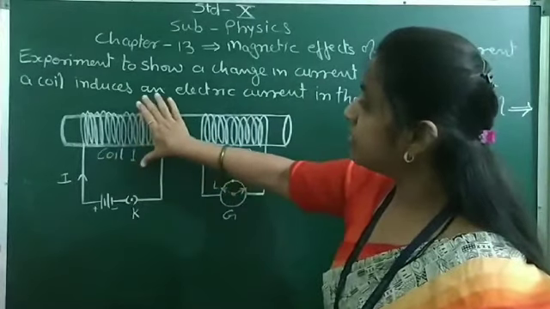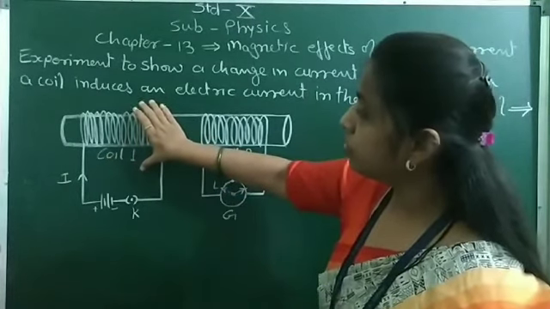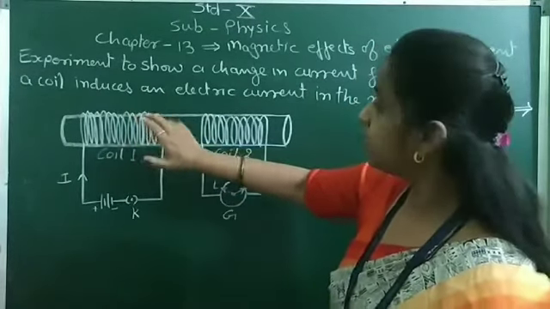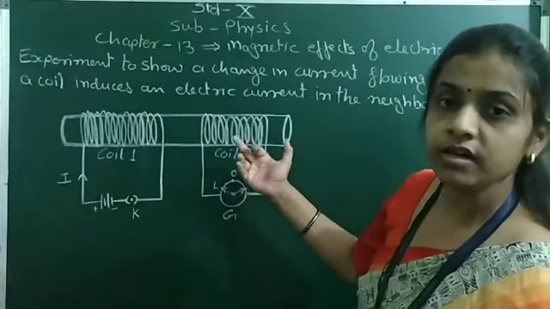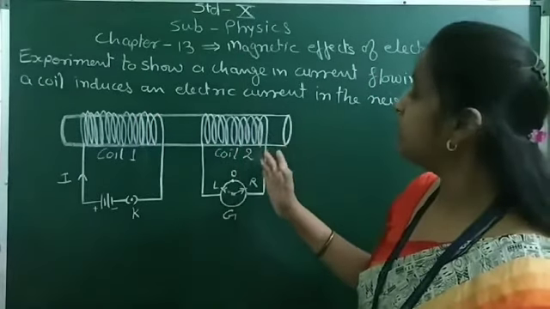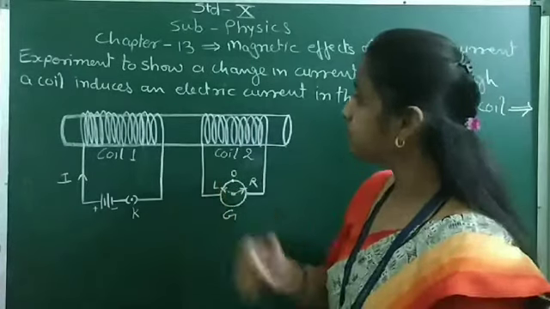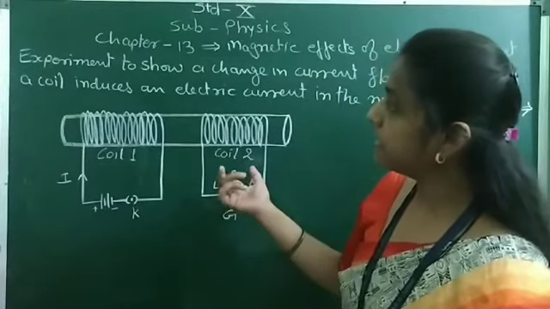That is, whenever the current flowing through one coil gets changed, then it induces an electric current in the neighboring coil or in the next coil. So there are two coils, and we have to describe this experiment.